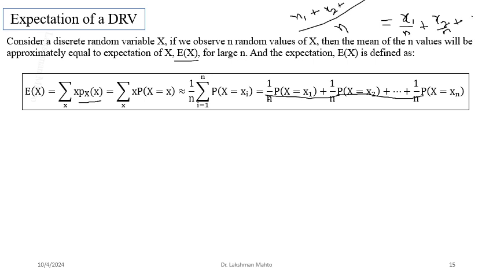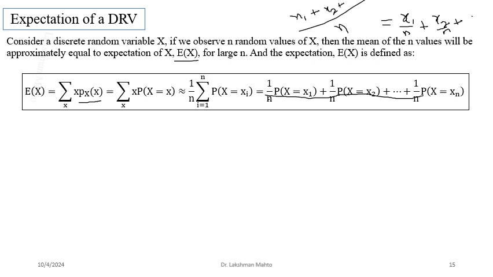Then what you do is separate it: 1 by n times x1 plus 1 by n times x2 plus 1 by n times x3, that way the terms are coming. Here, the probability that x is observed as small x1, so 1 by n times x1 with probability of x1, plus 1 by n times the probability that x is observed as x2. Likewise it is coming that way. So the average we have written like this, one kind of uniform distribution we have taken this way.